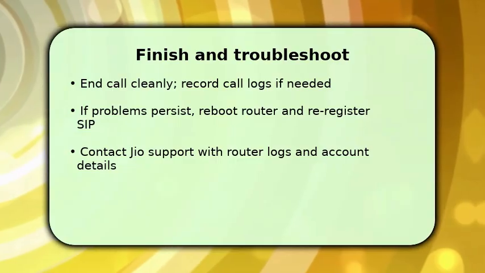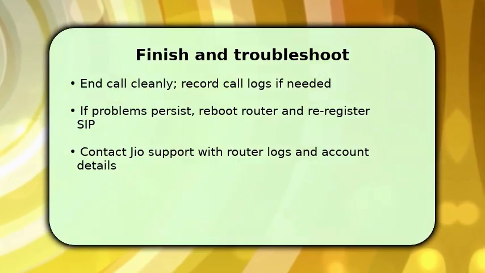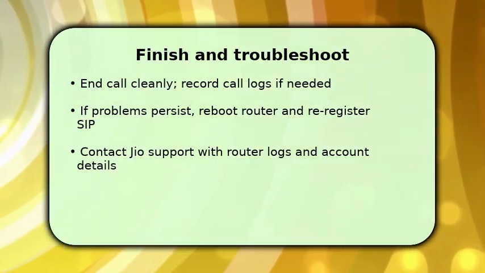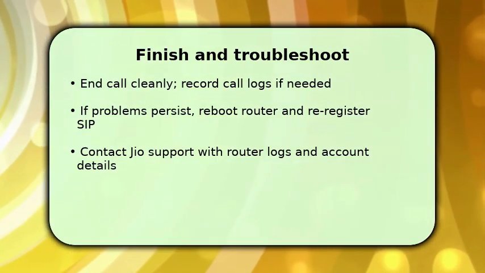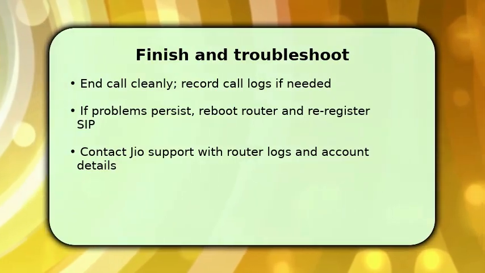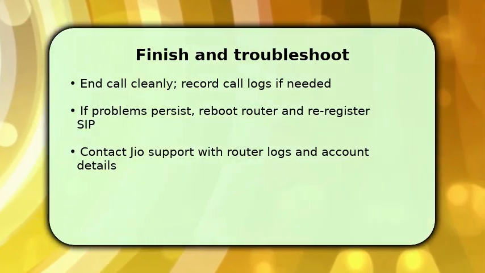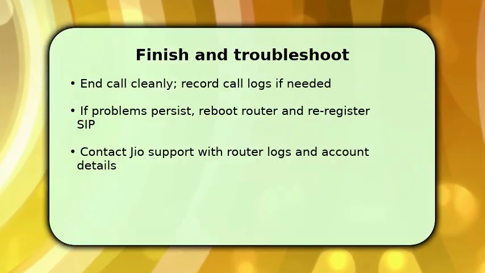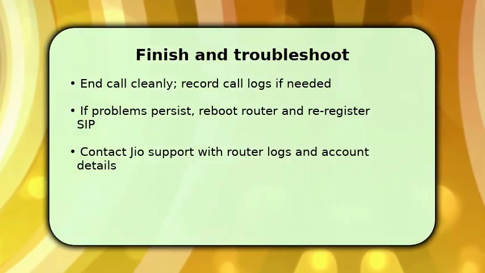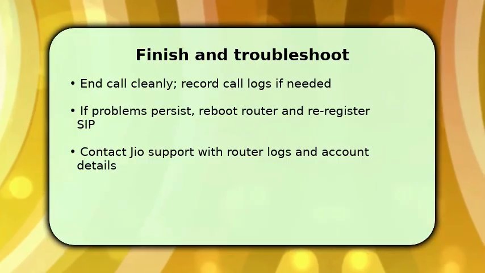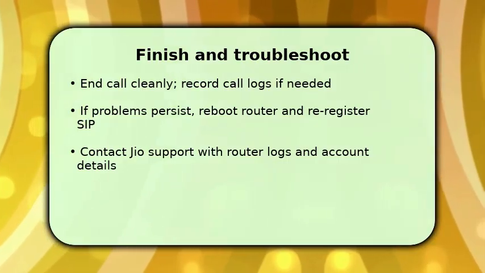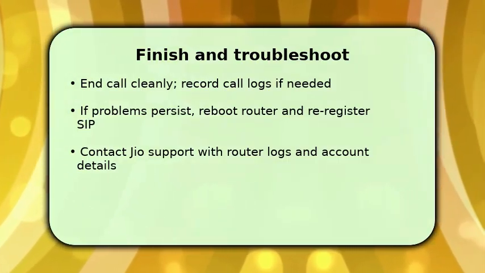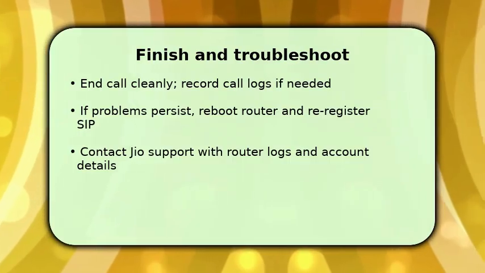If you experience no dial tone, poor audio, or failed registration, reboot the router and confirm SIP registration reappears. This fixes most transient issues. If problems persist, collect router logs, note LED states and test numbers. Then contact Jio support so they can check line provisioning or replace faulty hardware. This is often the fastest resolution.